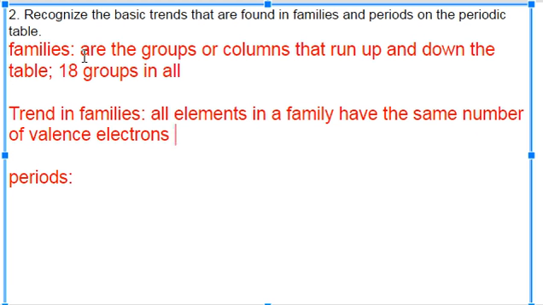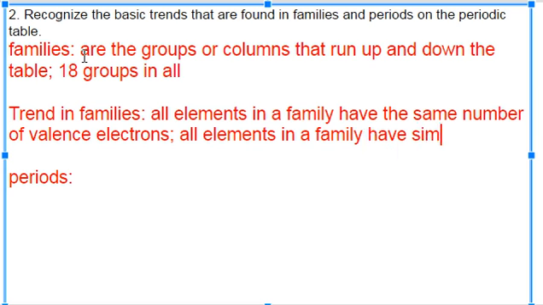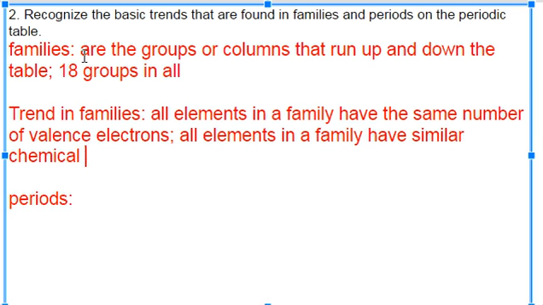And then the other thing we're going to find out is all elements in a family have similar chemical properties. And that's because they have the same number of valence electrons. And valence electrons is what chemistry is all about.